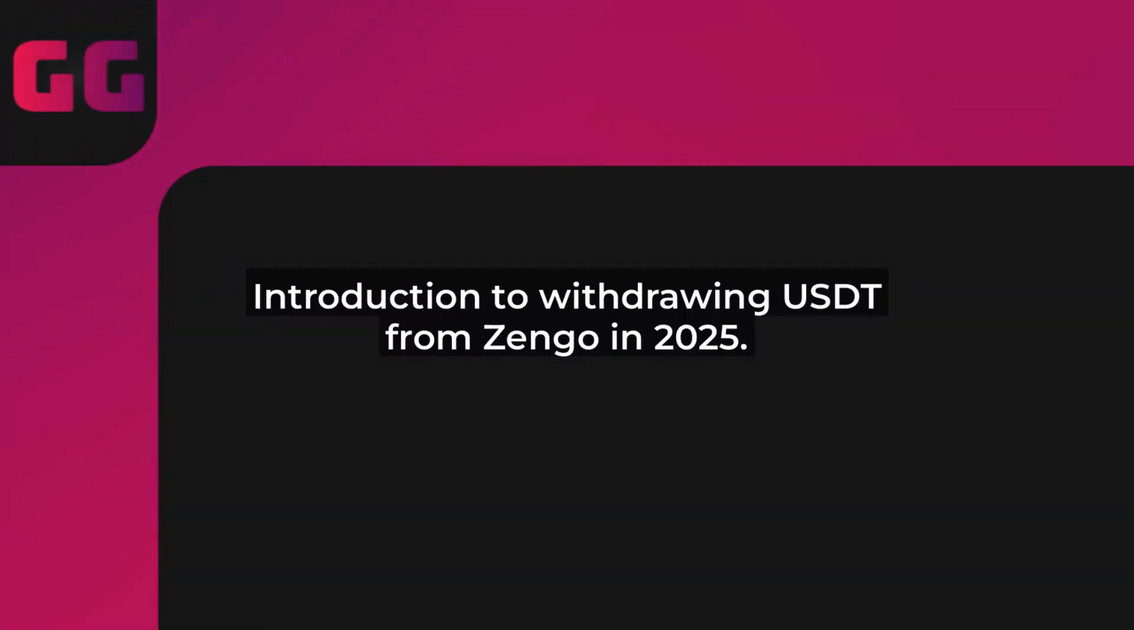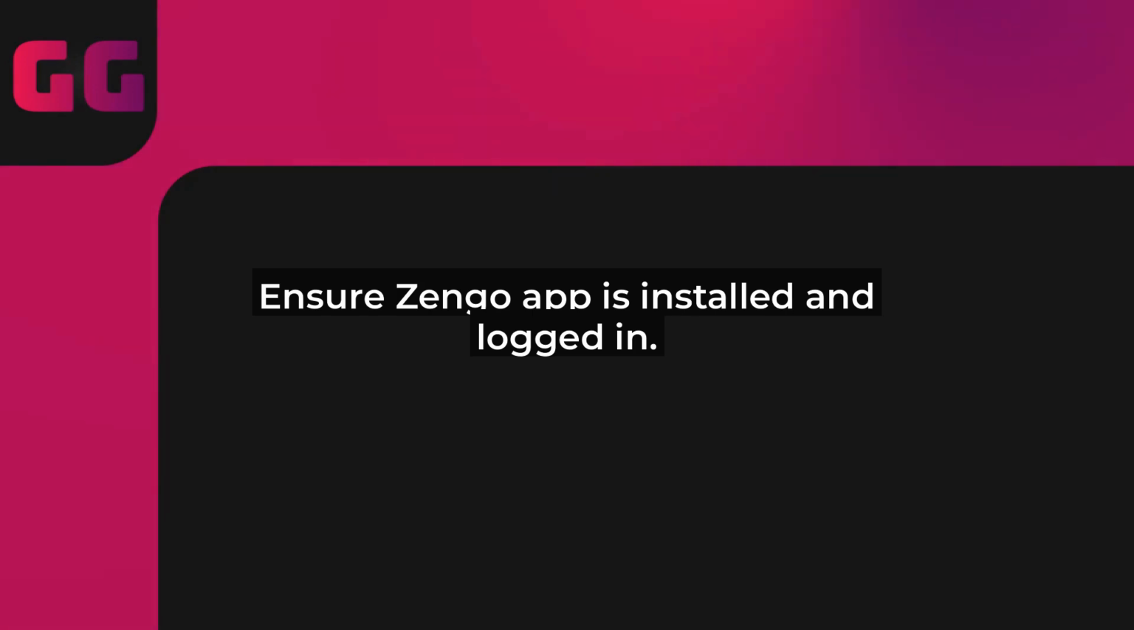Today, we're diving into something super practical. How to withdraw USDT from Zengo in 2025. If you're into crypto, you know USDT is that stablecoin that's like digital cash, always holding steady at around $1. Zengo is one of the most user-friendly wallets out there, with top-notch security features. Whether you're a crypto newbie or a seasoned trader, this step-by-step guide will get you withdrawing your funds smoothly and safely. Let's jump right in.